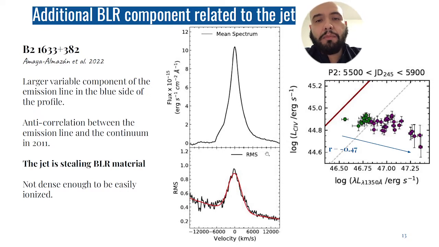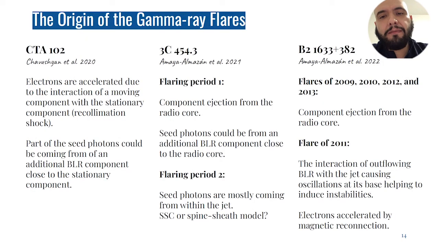Additionally, during the 2011 period, the luminosity relation between the continuum and the emission line presented a statistically significant anticorrelation. This could be interpreted as the jet stealing the broadline region material, and that this broadline region is not dense enough to be easily ionized. So the origin of the different gamma ray flares has been different in these objects.